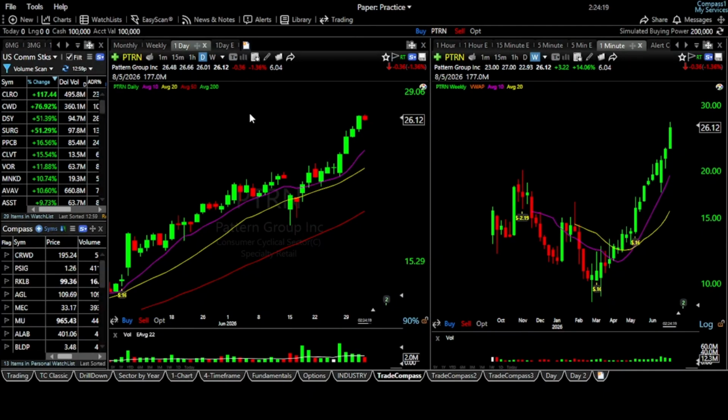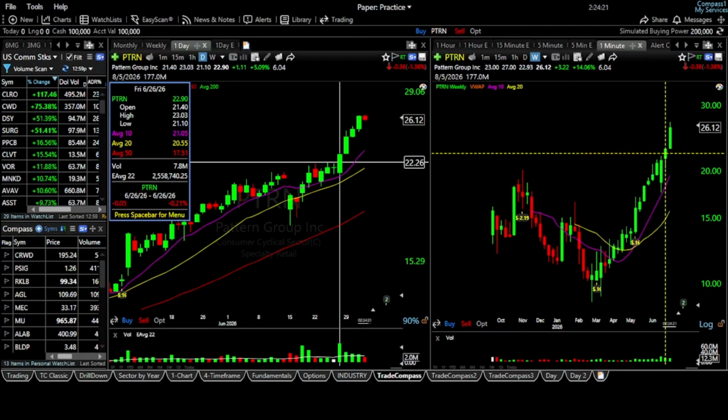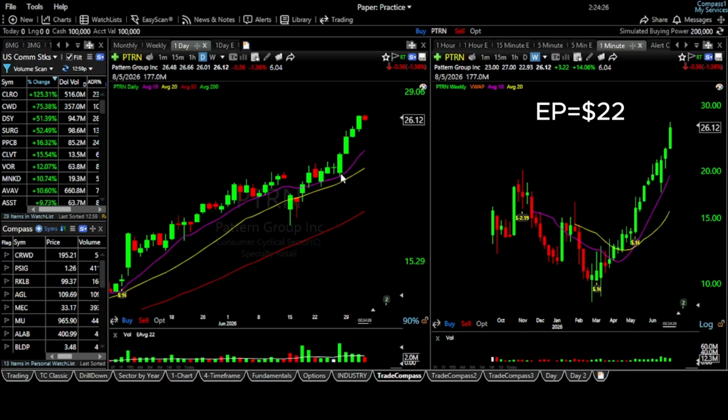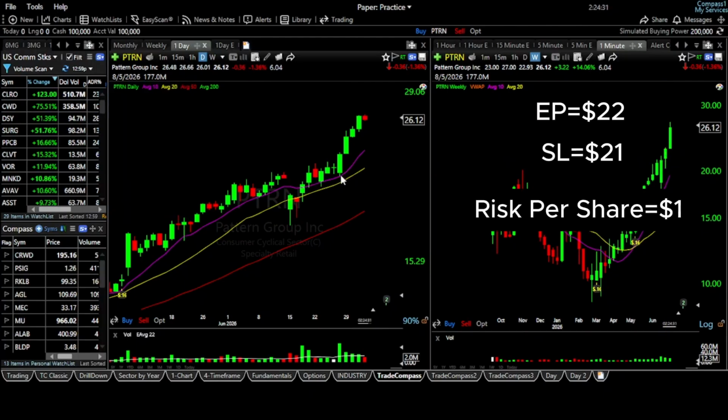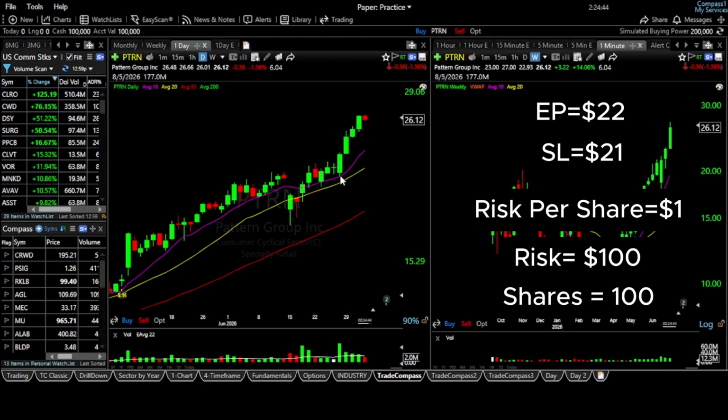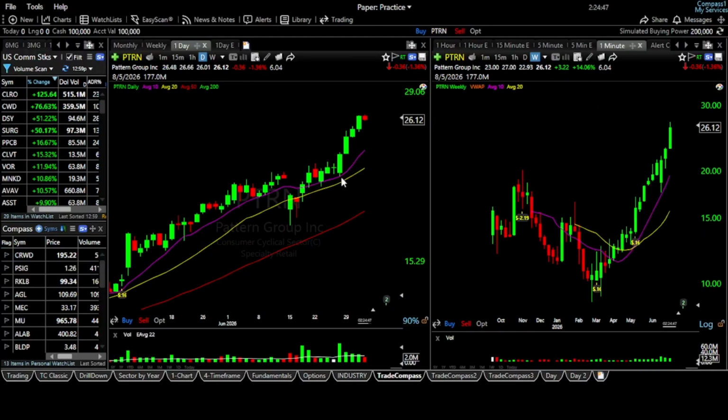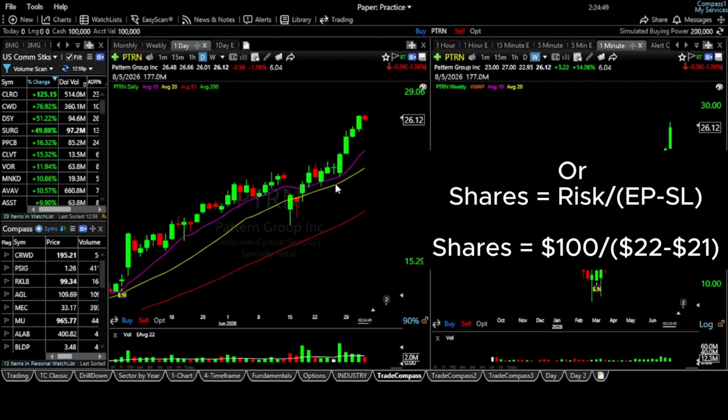So, for example, let's say on Friday you would have bought the PTRN at $22 and your stop loss is at $21. That's $1 per share. And say you want to risk $100. So your entry is 22, your stop loss is 21. That's $1 per share. $1 multiplied by 100 gives you $100 of risk. So you buy 100 shares. That simple.